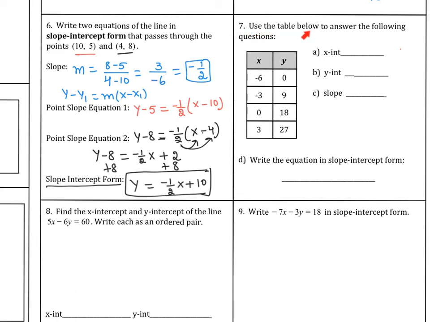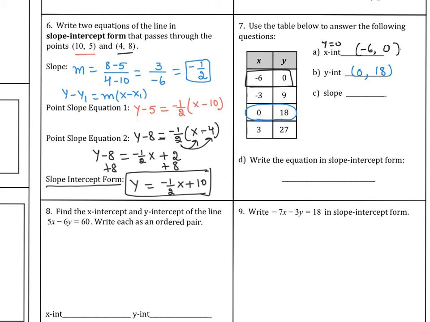Question number 7. Use the table below to answer the following questions. X-intercept: the x-intercept is the point where the y is 0. So if the y is 0, that point is called the x-intercept. This is the point we will call the x-intercept, that is negative 6 comma 0. The y-intercept is the point where the x is 0. So 0 comma 18, that point is the y-intercept.